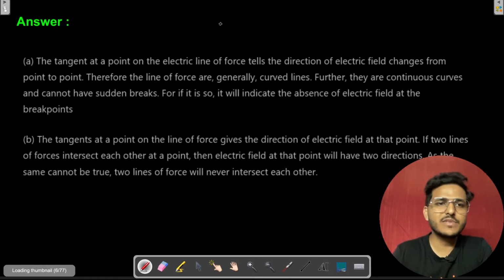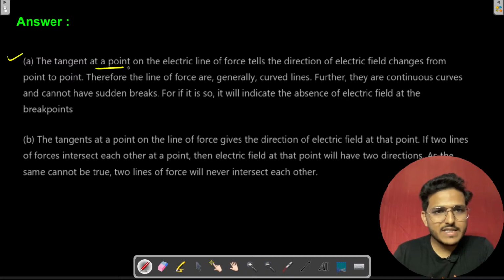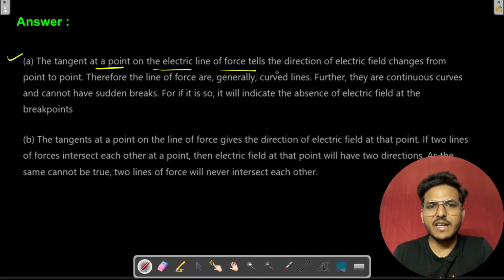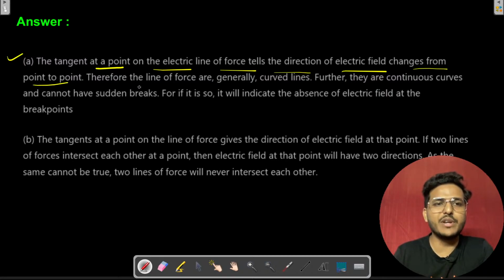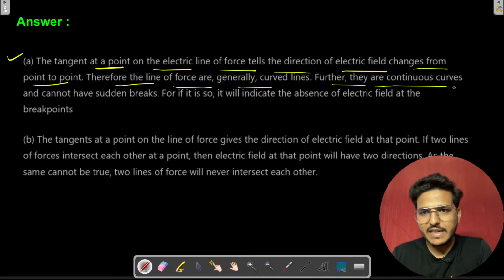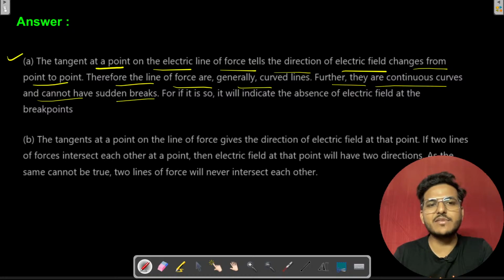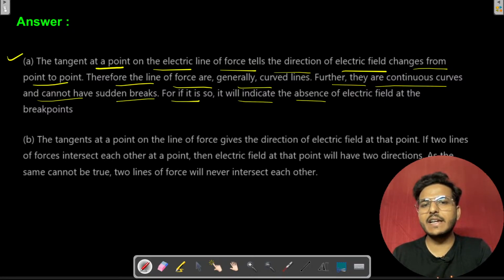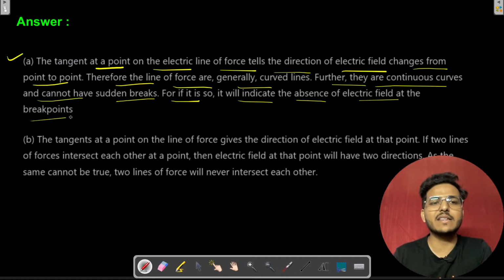See, the tangent at a point on an electric field line of force tells the direction of the electric field at that point, which changes from point to point. Therefore, the lines of force are generally curved lines. Further, they are continuous curves and cannot have sudden breaks. If they did, it would indicate absence of electric field at that break point.